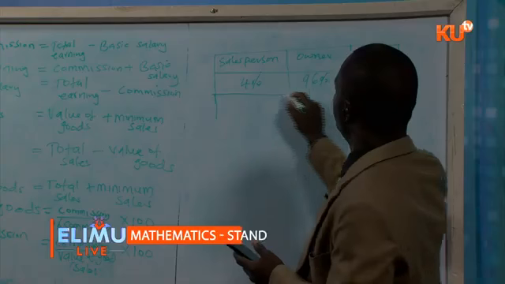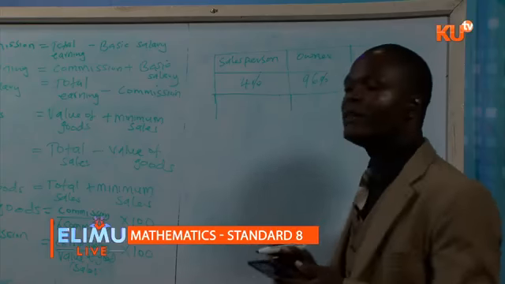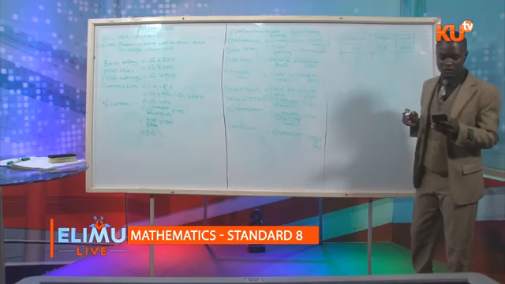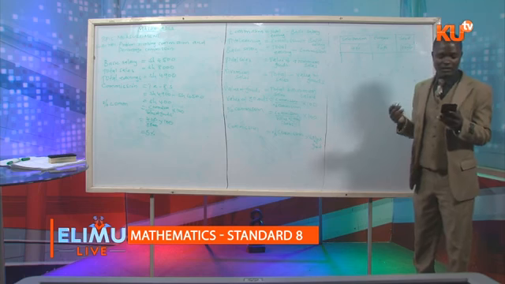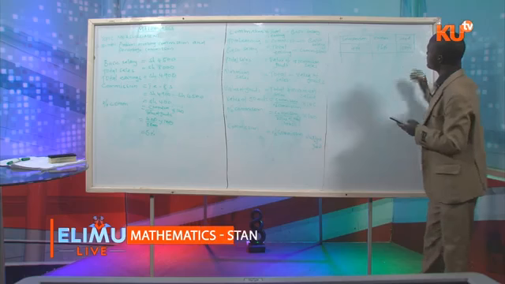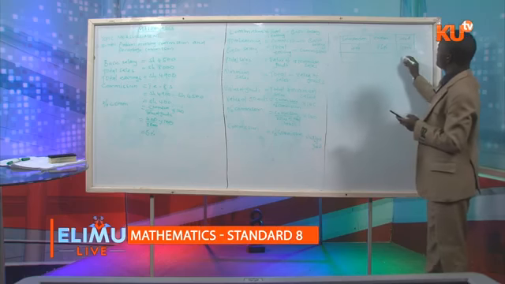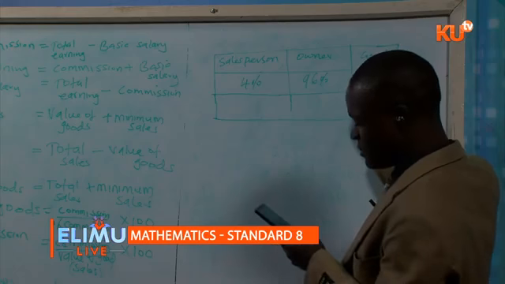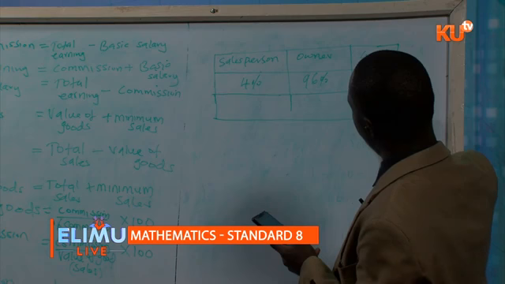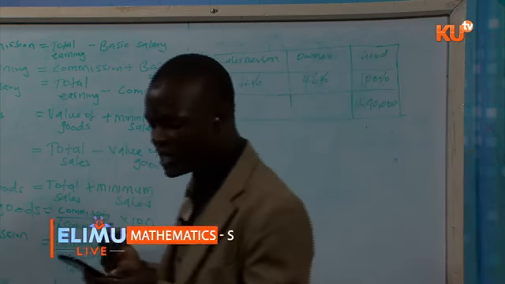So in terms of percentage, the salesperson will get 4%, and then the owner will remain with 96%. Then the other information that we are being told is that the good was worth 90,000. So that 90,000 is going to be the total amount of goods before it was shared. So under the goods column, we write the 90,000 shillings. Then after that, what is the question? How much money did the owner get?